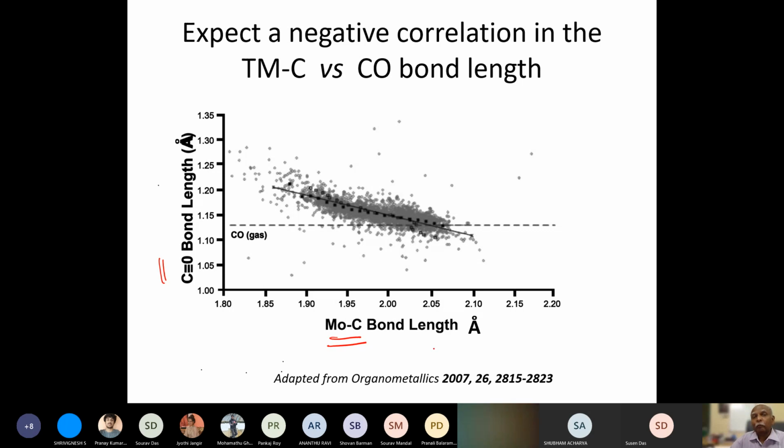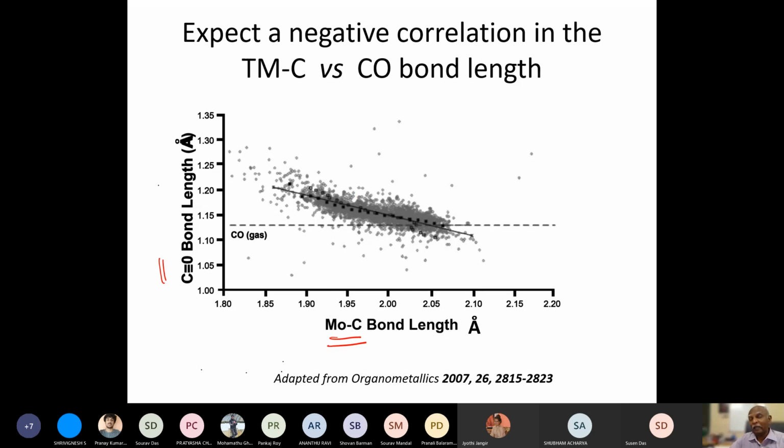Now, if I take Mo(CO)6, there are 6 Mo-C distances and 6 CO distances. Now imagine 1,000 complexes. So there will be thousands of carbon oxygen distances and thousands of metal carbon distances. What they have done is they have plotted everything using a computer program. They have gone through the database of crystal structures and analyzed all of them, and you get a scatter plot.